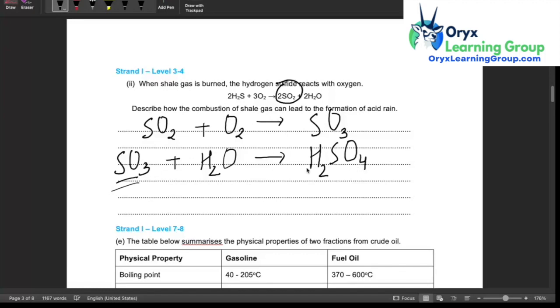Are you clear with this? Yes. Okay, so remember this sulfur dioxide is formed in this reaction. So this gas goes up in the atmosphere, reacts with more oxygen, it forms sulfur trioxide. Now this sulfur trioxide reacts with more water, like the rainwater basically, and it forms sulfuric acid. Now this comes down on earth as acid rain. Are you clear with this?